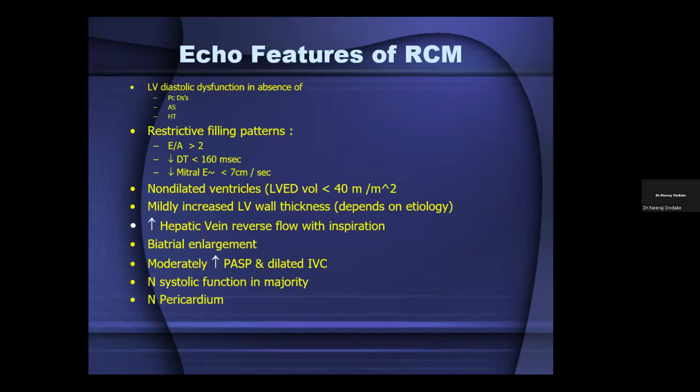Okay. So just to quickly revise: LV diastolic dysfunction in absence of pericardial disease, aortic stenosis, hypertension. You'll find a restrictive filling pattern, non-dilated ventricles. The volumes are less. Mildly increased LV wall thickness depending on the etiology. Hepatic vein flow reversals. Biatrial enlargement. Moderately increased pulmonary artery systolic pressure, dilated IVC, normal systolic function in the majority, and a normal pericardium.